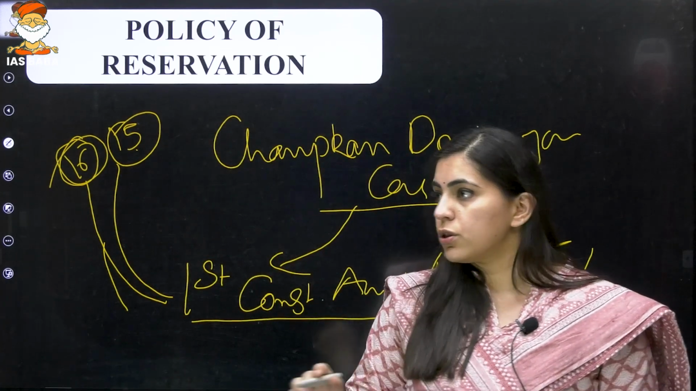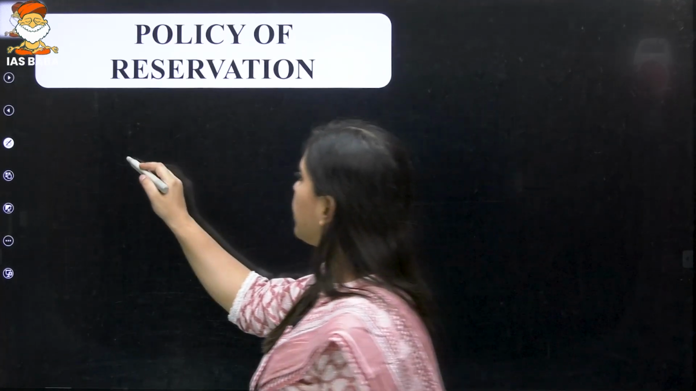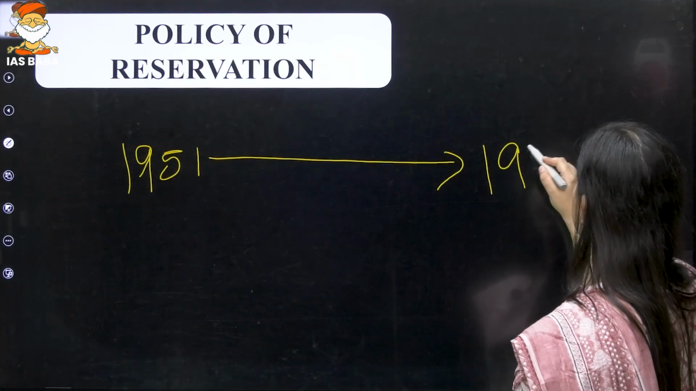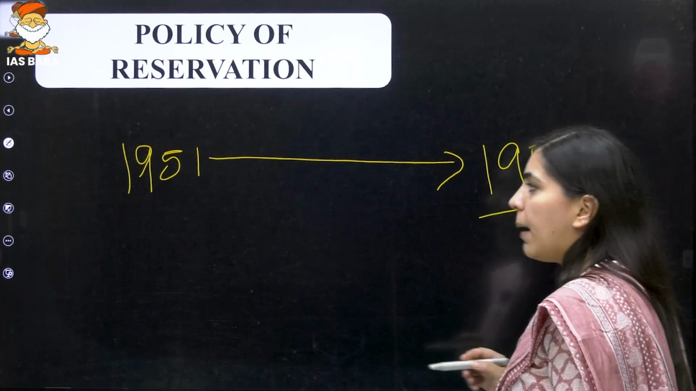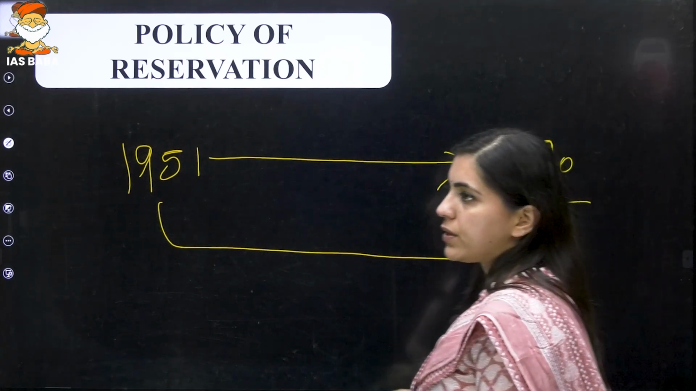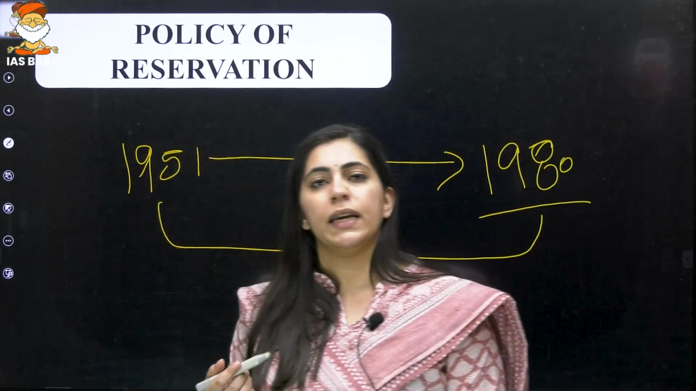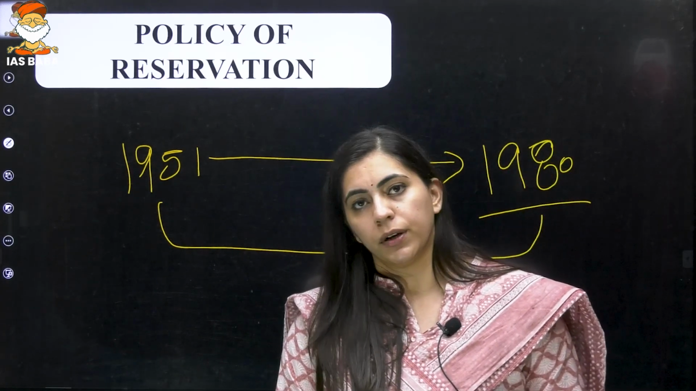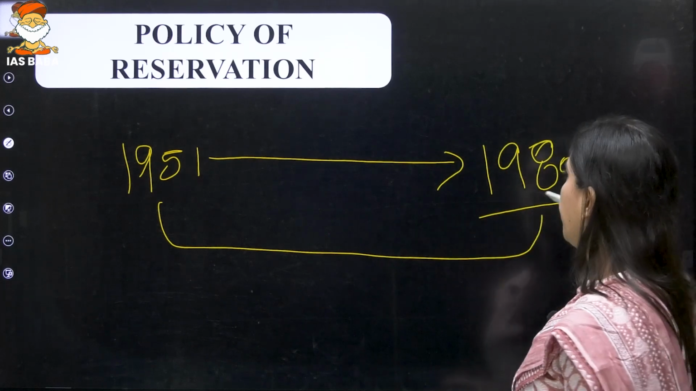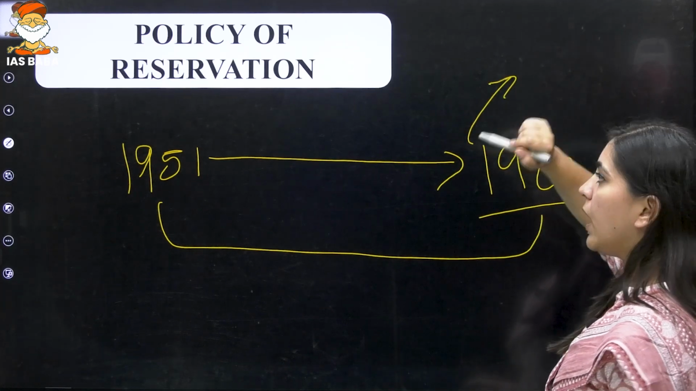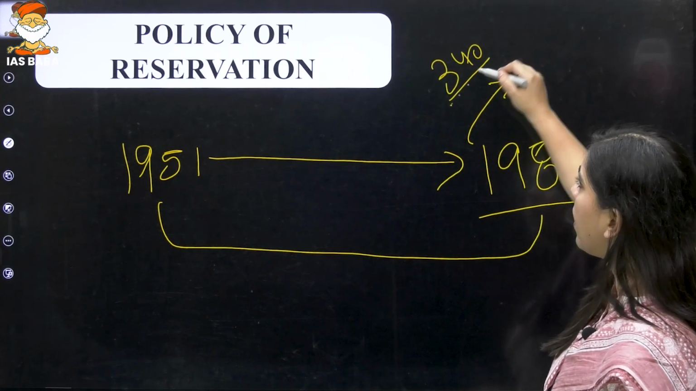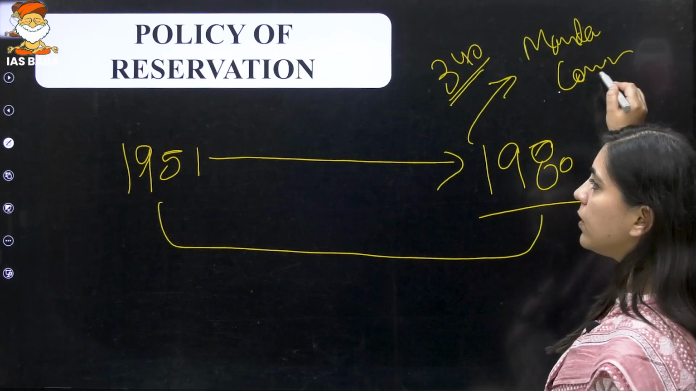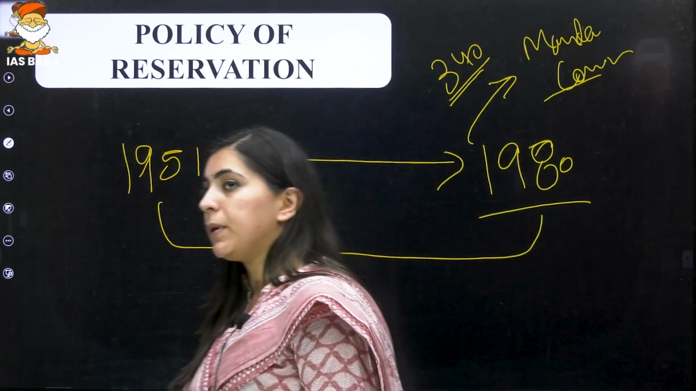Now this situation from 1951 continued till the 1980s and nothing happened, right? There was a talk of reservation being given to the SC and ST community. There was no change, and there were no demands from other communities. But in the 1980s, the President of India under Article 340 set up the Mandal Commission. Right? Why did the President of India set up the Mandal Commission?